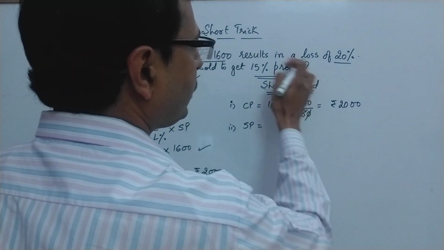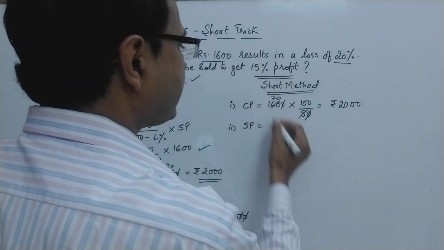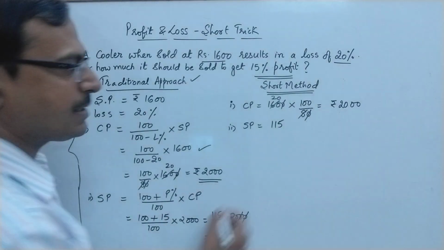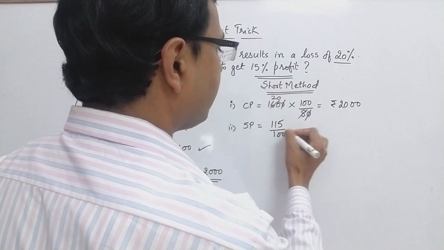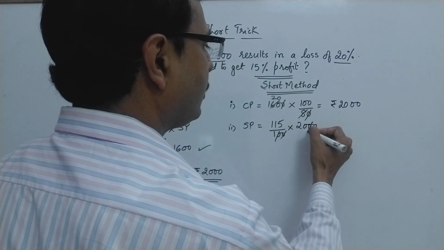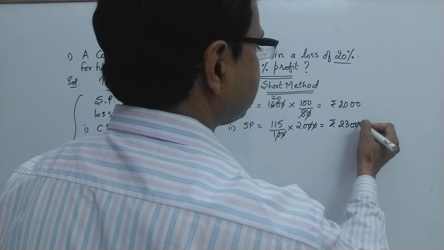Now what you have to do in the second case, this is 15% profit. So 15% means 115. So 100 plus 15, you have to remember that step, divided by 100 multiplied by the answer of the first step, that will give you rupees 2300 as the answer.